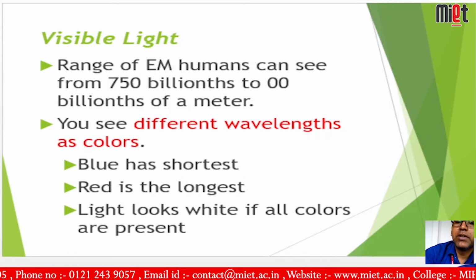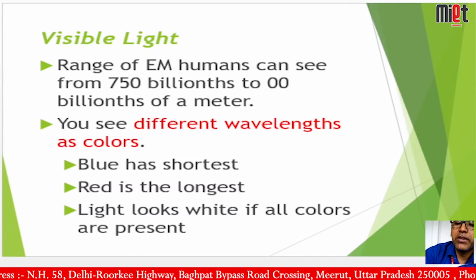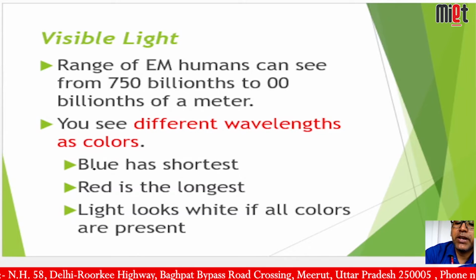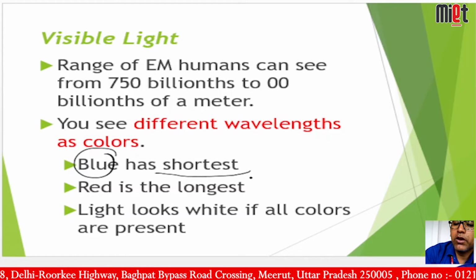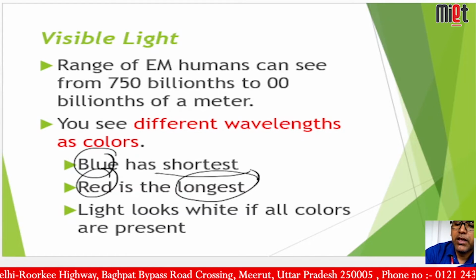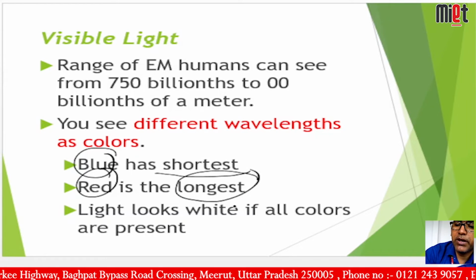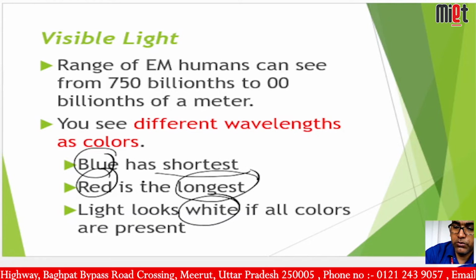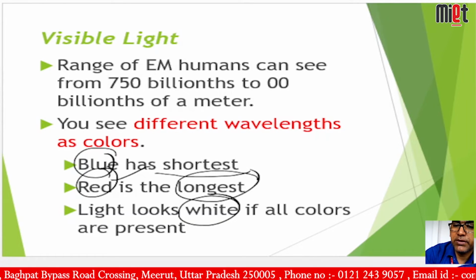Another category of electromagnetic wave is visible light, and when you see different colors, it does mean that there are different wavelengths. Shorter wavelength appears blue, longer wavelength appears red, and if all the wavelengths are getting mixed, then that will appear as white. So you know that red has the highest wavelength and blue has the lowest wavelength.